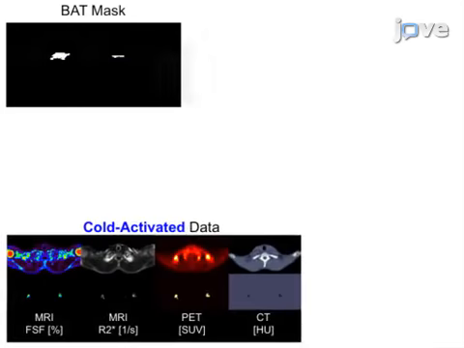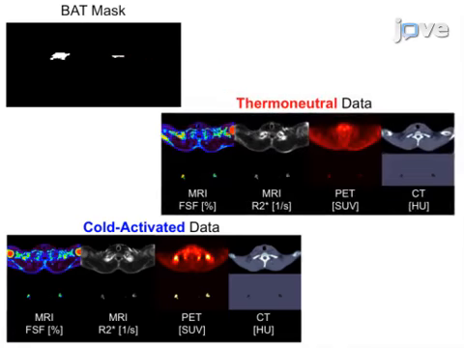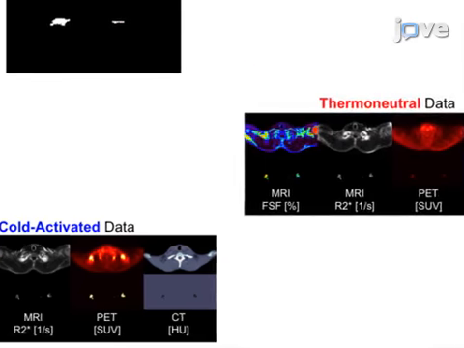Ultimately, this procedure provides quantitative MRI metrics in brown adipose tissue using automatically generated BAT regions of interest instead of manually defined regions. The main advantage of this technique over existing methods used in studies of human brown adipose tissue is that this technique acquires and combines MRI and PET-CT scans under both thermoneutral and cold-activated conditions on the same subject.